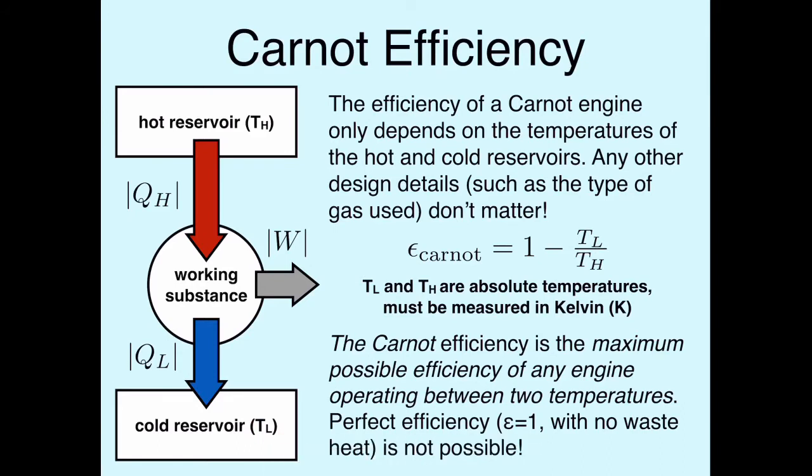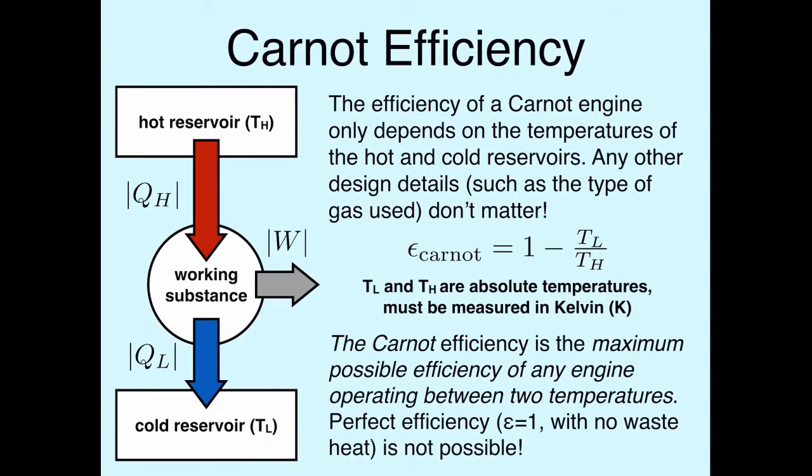So the efficiency of the Carnot engine only depends on those two temperatures of the hot and the cold reservoir. TH and TL are the only things that matter as far as efficiency goes. The actual details of how you design the engine, what kind of gas you use, or anything like that simply don't matter as far as the efficiency is concerned. So the formula we derived is epsilon Carnot, efficiency of the Carnot engine, is 1 minus TL over TH.